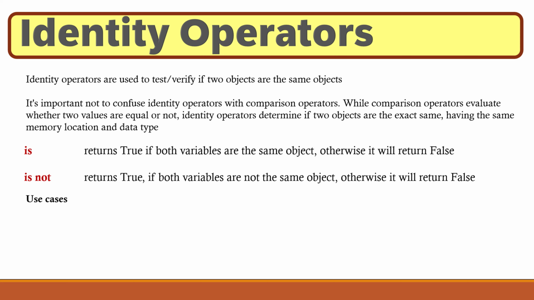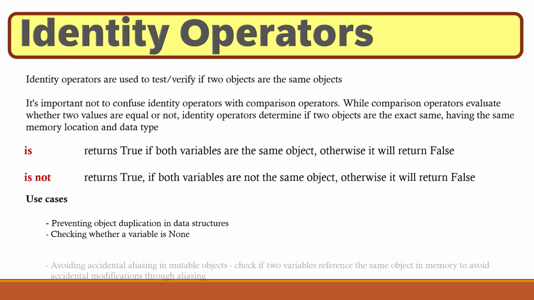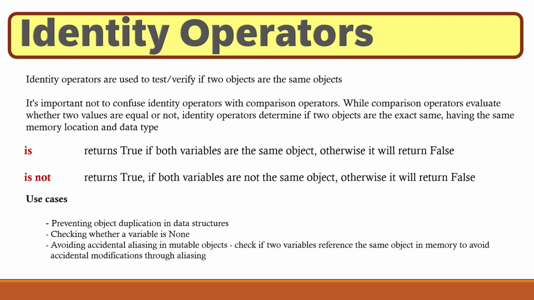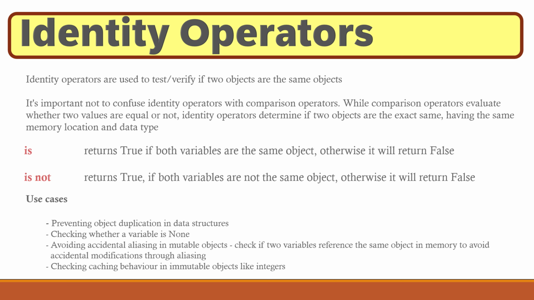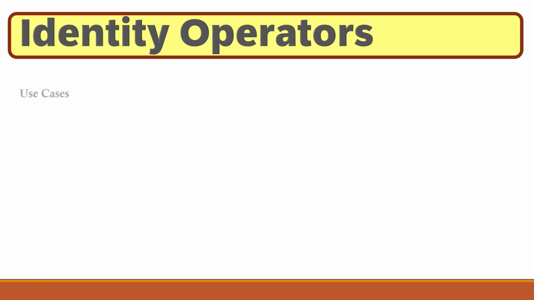Some of the use cases for identity operators are preventing object duplication in data structures, and checking whether a variable is None. This is quite a common one and we will have a look at this shortly. Another is avoiding accidental aliasing in mutable objects, which checks if two variables reference the same object in memory to avoid accidental modifications through aliasing. And checking caching behavior in immutable objects like integers. Let's have a look at the use cases in a bit more depth before we have a look at them in PyCharm.